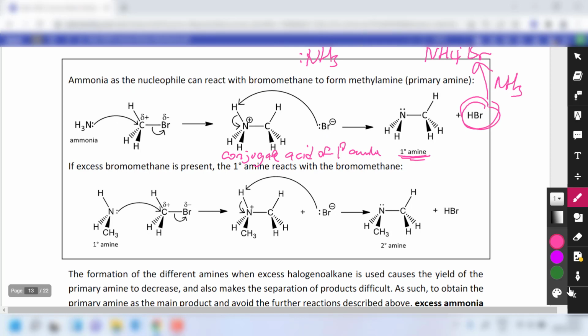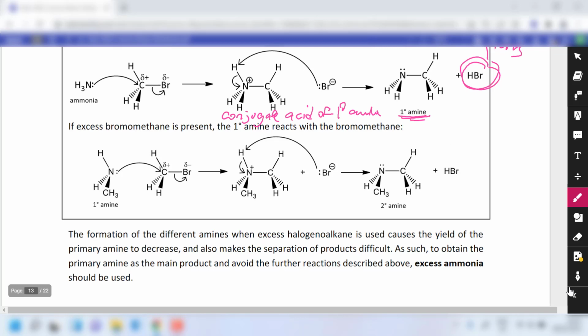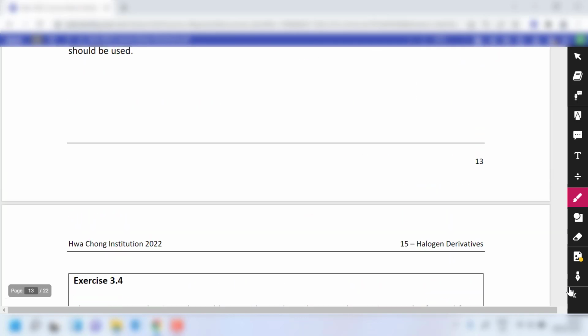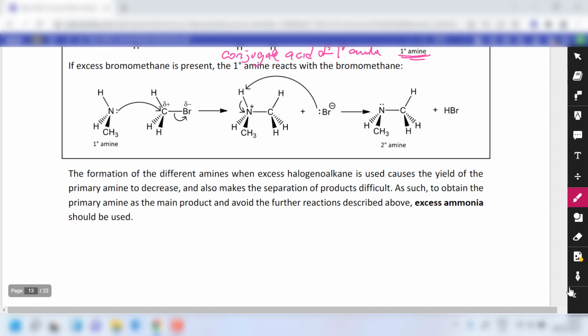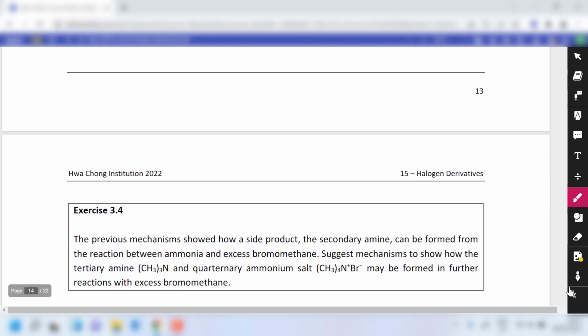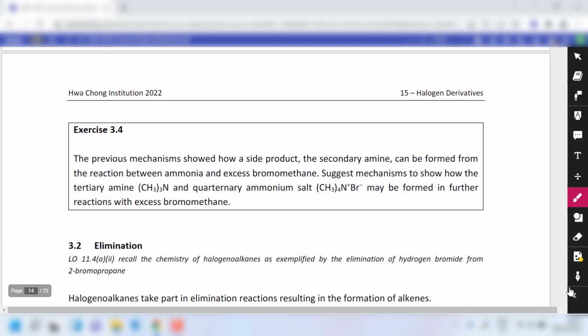Okay, so that's fine on paper. In actual fact, of course, you probably want to do a little bit more studies. If I have excess bromoethane, then it will continue to give me a secondary amine, and so forth. It will be useful if you try to continue from here to draw towards the quaternary ammonium salts. And I think this is required of you in exercise 3.4. So you are asked to continue the mechanism until you reach the quaternary ammonium salts.